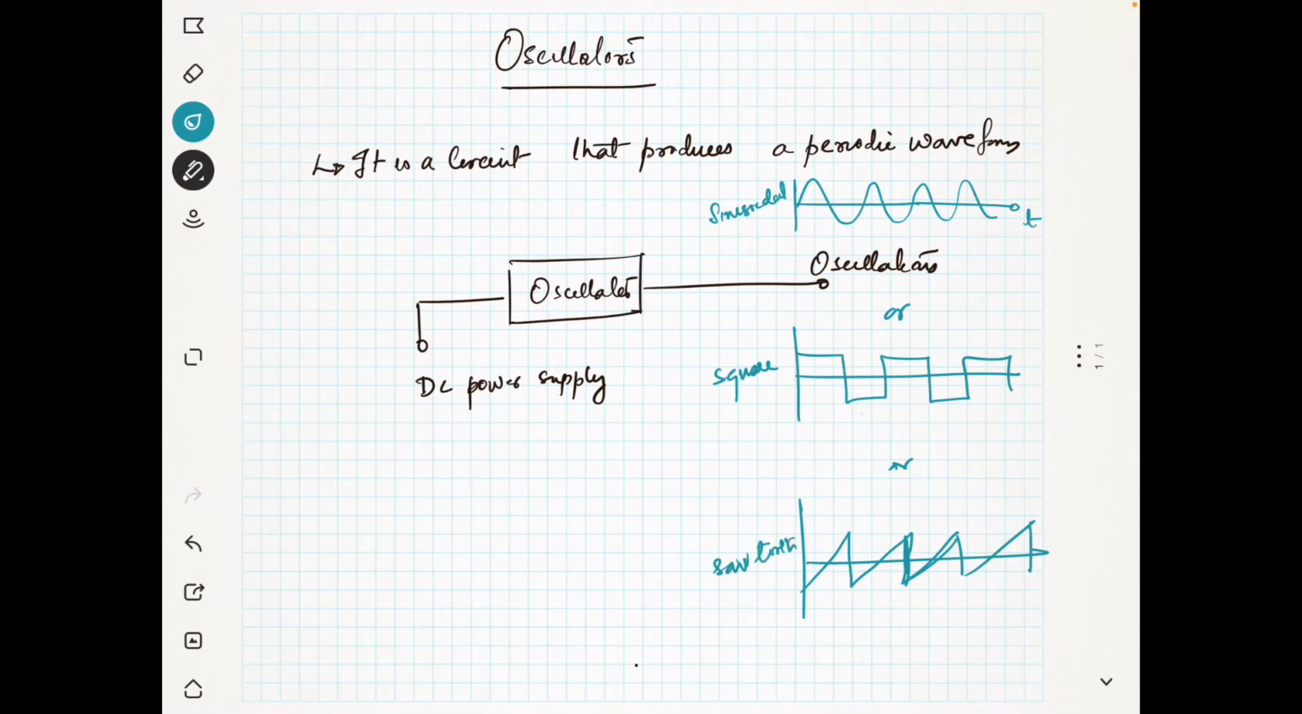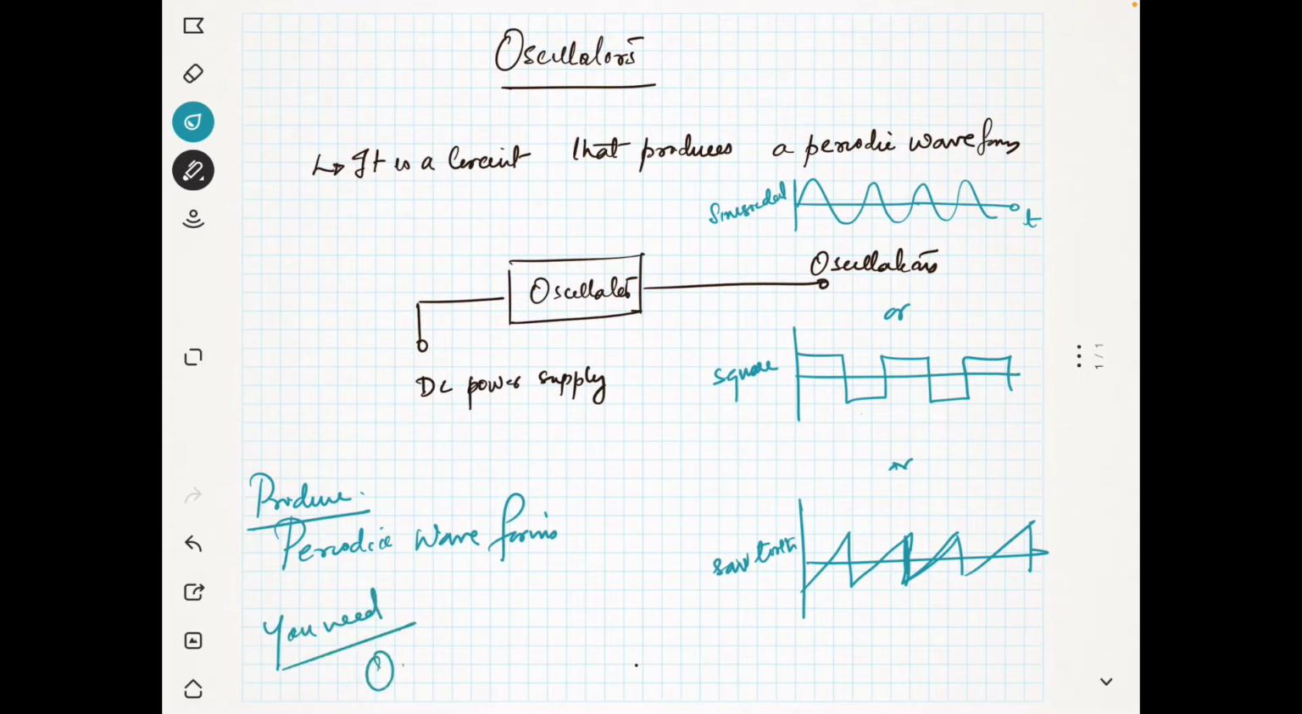All these are nothing but periodic waveforms. So this kind of periodic waveforms are produced by using oscillators. If you need to produce the periodic waveform, then you need what? You need an oscillator. So oscillators are the circuits which are used to produce the periodic waveform.